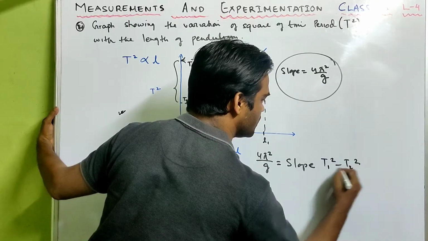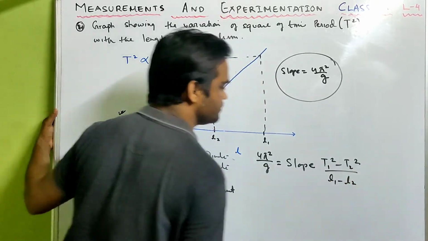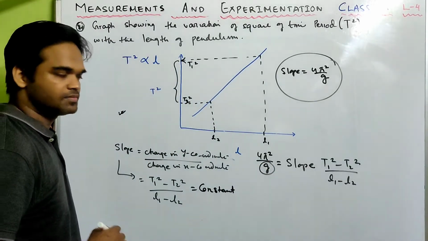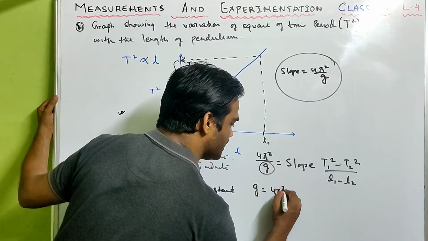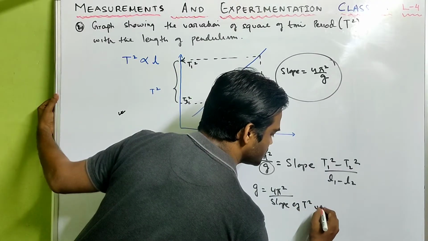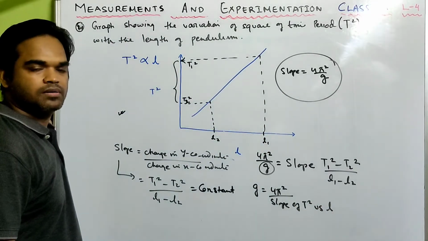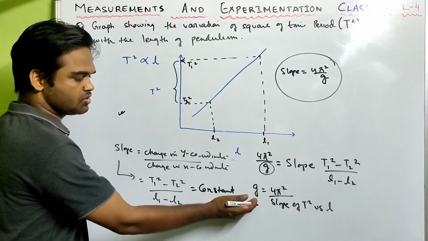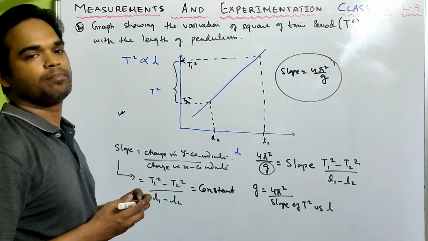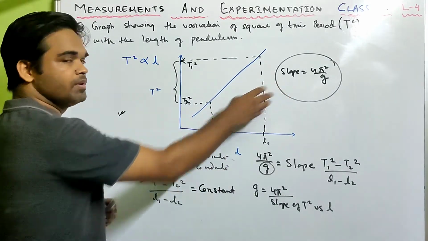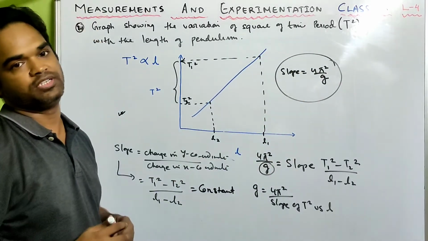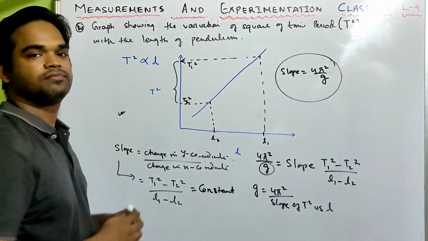T1 square minus T2 square by L1 minus L2. With this measurement, we can calculate the value of g, if you look carefully, which means g will be equal to 4 pi square by the slope of the T square versus length graph, isn't it? So by this method we can get the acceleration due to gravity of a place also, because the slope is constant at a place and is given by 4 pi square by g for this graph.